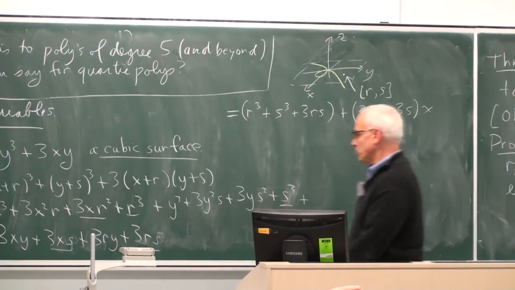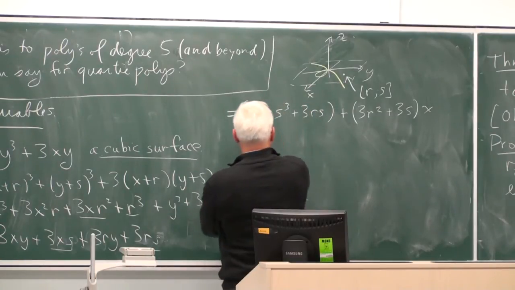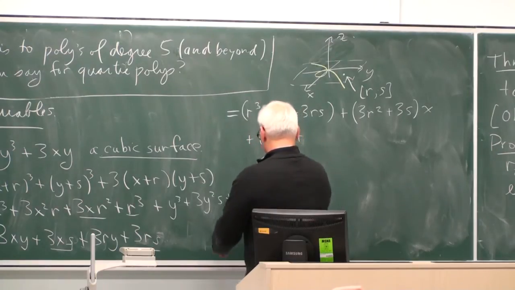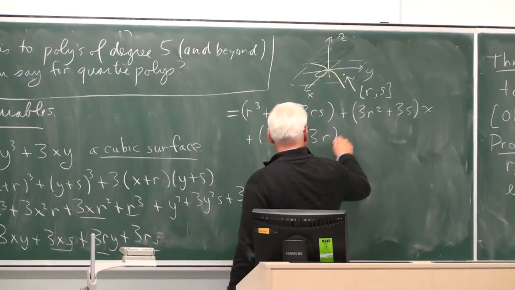And then let's say the y terms. So there's a linear y term right here. So plus 3s squared y. And there's a 3rs there, a 3ry.